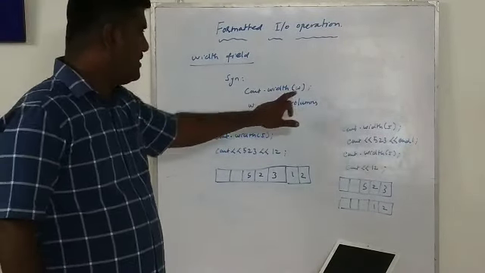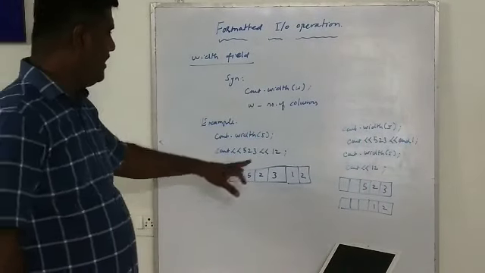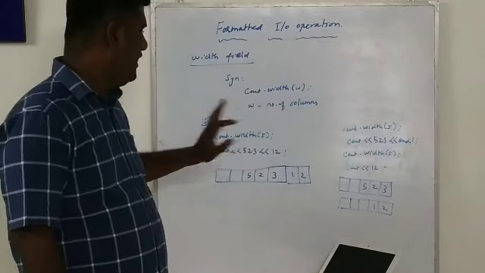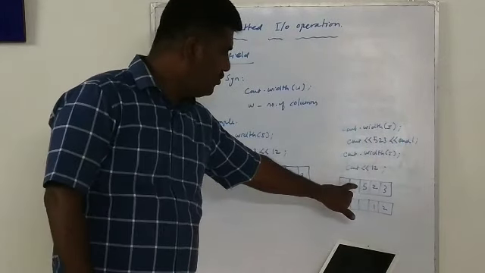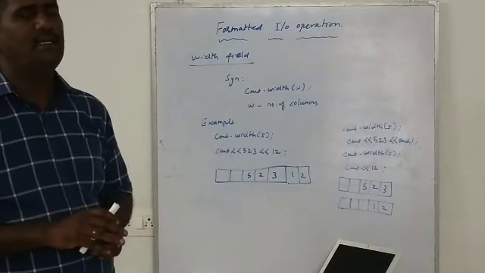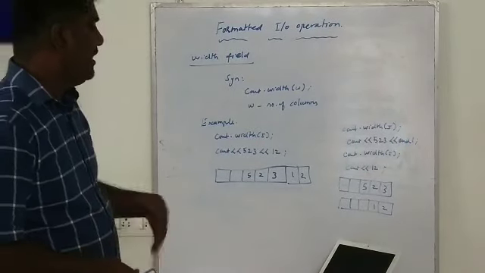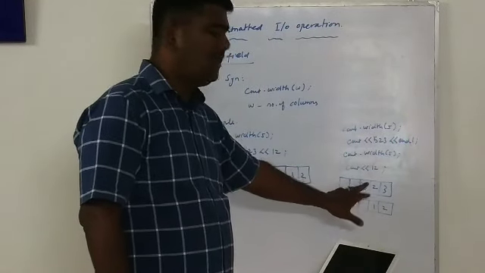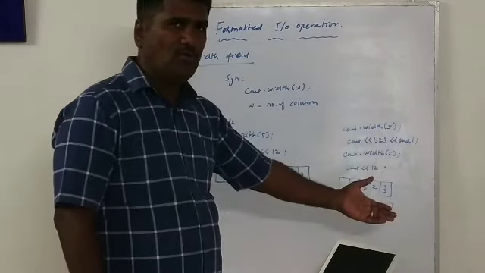The w is nothing but the number of columns. Here we set it to 5. Width is 5, so 1, 2, 3, 4, 5. So 5 columns are present. At the same time, the characters should be placed in the 5 columns from right to left.